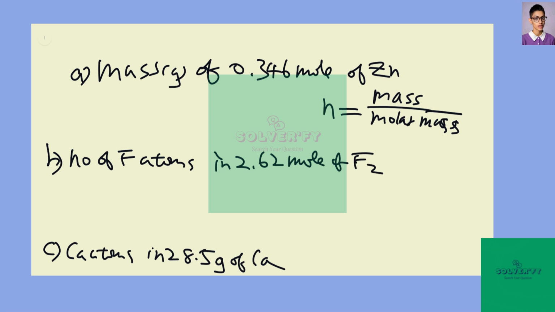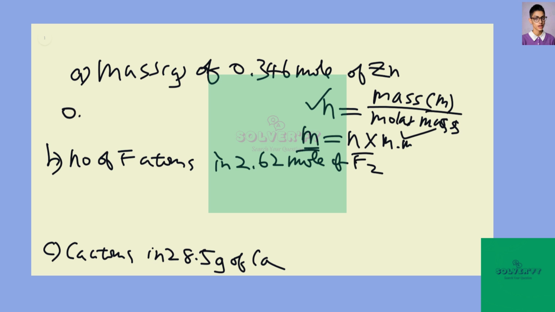So we want to find the mass of 0.346 mole of zinc. We have the number of moles, and then we have the molar mass. We want to find the mass. If you rearrange the equation, I will just use m as the short form of mass, and M to represent molar mass. So we just need to multiply the number of moles times the molar mass.